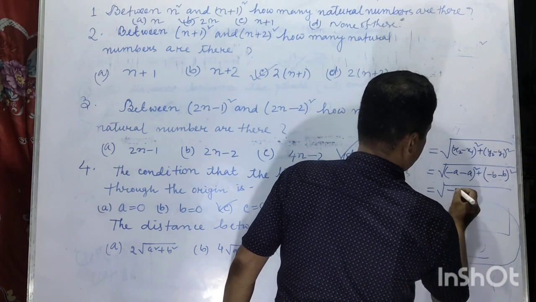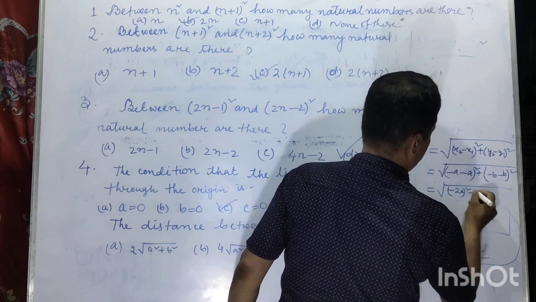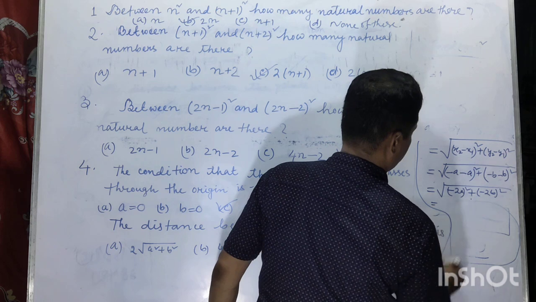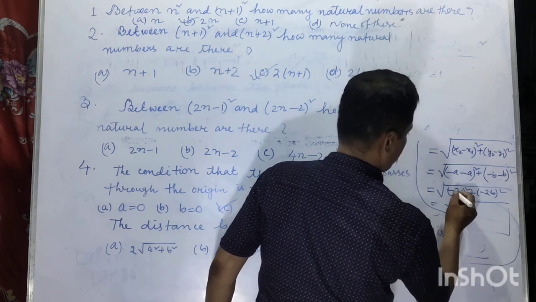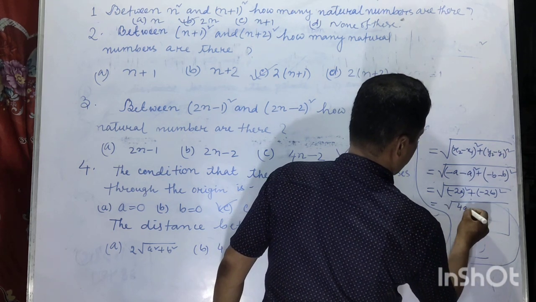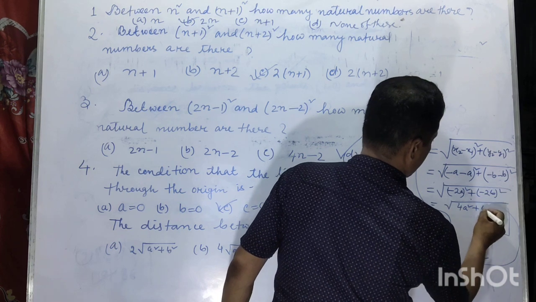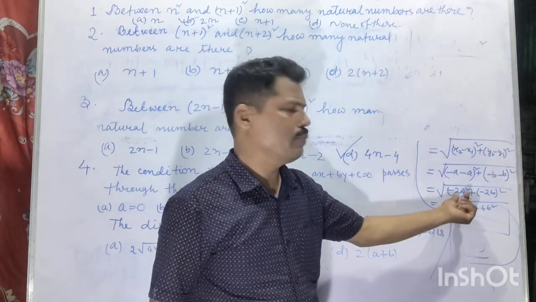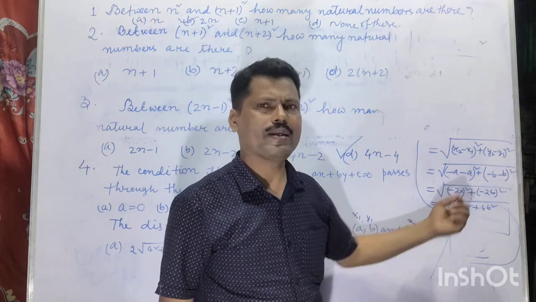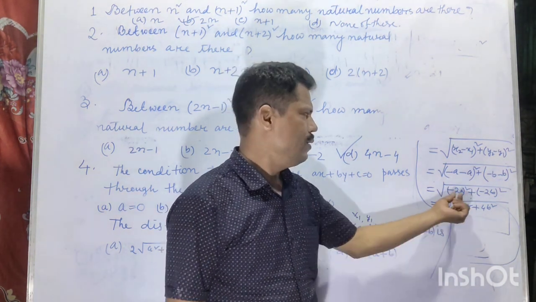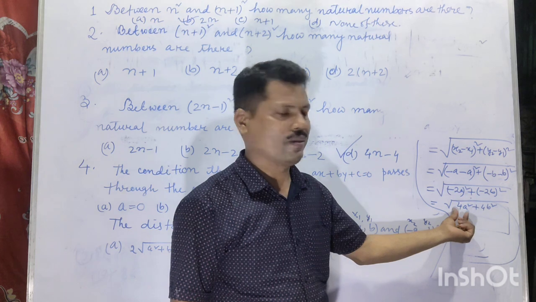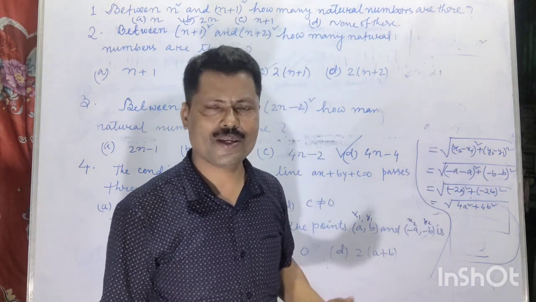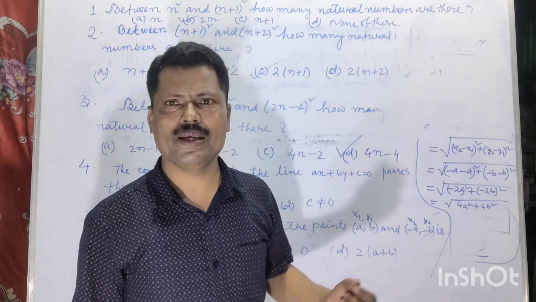Then minus twice of a whole square plus minus twice of b whole square. So under root, this one will be positive 4a square and this one will be positive 4b square. We know if the base is negative but the power is an even number, then the base value will be positive. Like this, minus 2a into minus 2a: minus minus will be plus, 2 into 2 will be 4, a into a is a square.